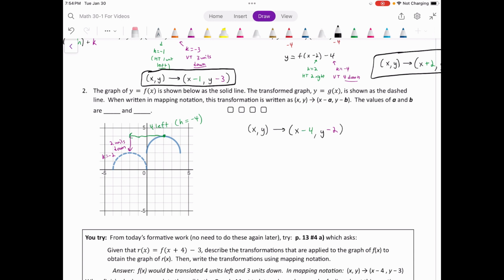So they asked us for our answer in the form, right? They said your answer is going to look like this, essentially. And then they're asking us, when you write it like this, what's A, what's B? Well, what's A? It's 4, right? X minus 4. So A must just be 4. What's B? Y minus B is Y minus 2, apparently. So what's B? It's 2. So the values of A and B are 4 and 2.